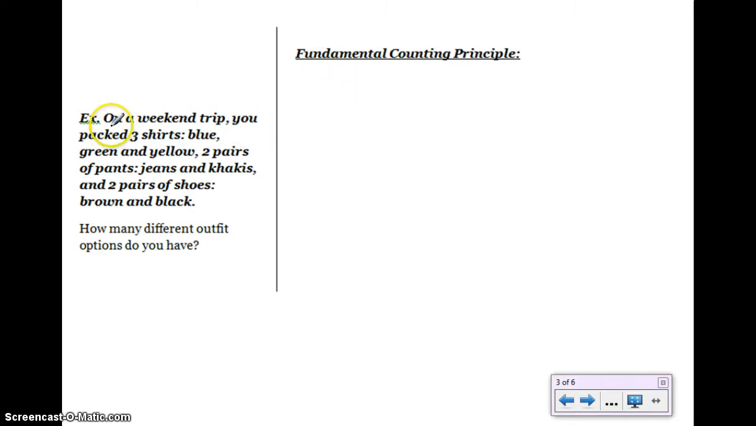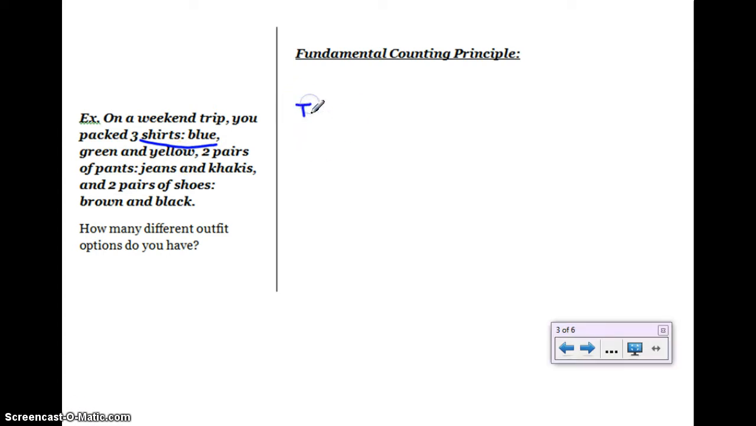So if we take a look at this example, on a weekend trip, you pack 3 shirts, okay? I have blue, green, and yellow. I have 2 pairs of pants, jeans and khakis, and I have 2 pairs of shoes, okay? What's going to wind up happening is I'm going to try to figure out what my possibilities are based on what I have here. So I could do a tree diagram. That's one method of doing this. So I'm going to start by looking at the tree diagram, but then I'm going to show you guys a lot faster way to get our total possible matches, okay?